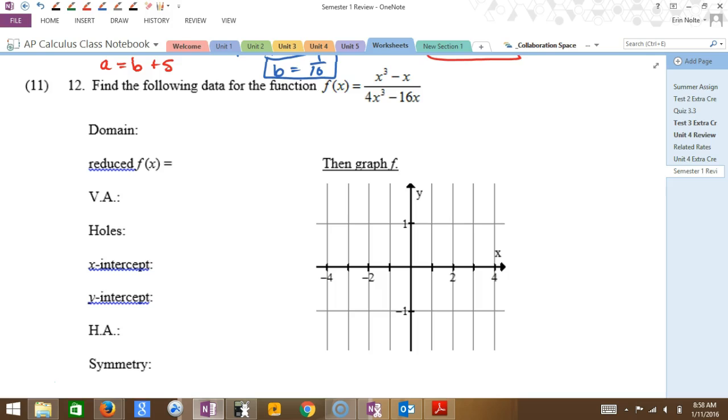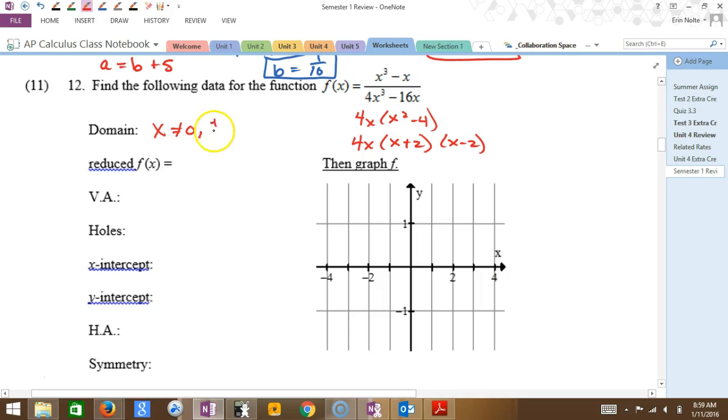So let's start by factoring the bottom. What can I pull out? 4x. Okay, so if I pull out 4x, I'm left with x squared minus 4. And can I factor that further? Can I factor x squared minus 4? To x plus 2 and x minus 2. Okay, so what are my domain restrictions? X cannot be what? 0. Can't be 0, can't be 2, and it can't be negative 2.